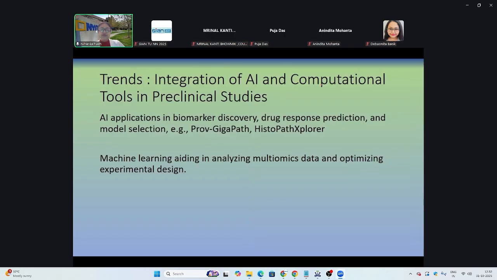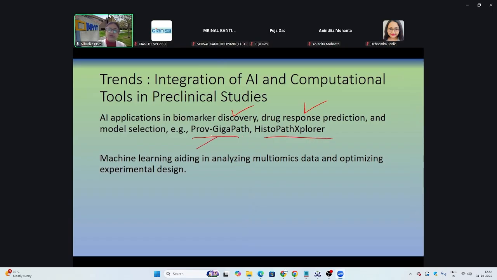So the next opportunities are integrating AI and computational tools in preclinical studies. Again, staying on preclinical because that's a little easier to do. And so AI applications are there in biomarker discovery. Are there any new biomarkers? So AI models can try for dose response prediction. How will it behave with a certain dose? And so there are these different kinds of mechanisms or programs to do that.